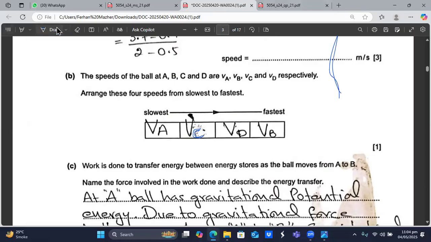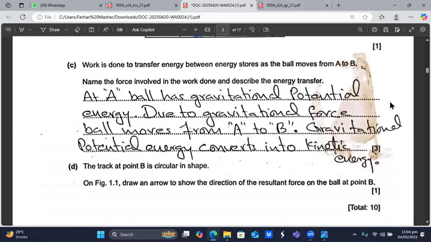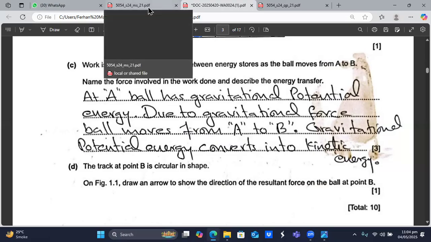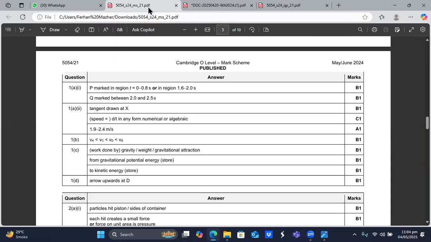Oh, sorry. Okay, so let's check what answer they have written. At A, the ball has gravitational potential energy due to the gravitational force. Ball moves from A to B. Gravitational potential energy converts into the kinetic energy. I think they have said at the start of the question that there was no air resistance, so we have ignored the thermal energy produced because there is no air resistance, but they have not talked about the friction between the track and the ball. So I hope you understand this, and the marking scheme is also showing up on your screen.